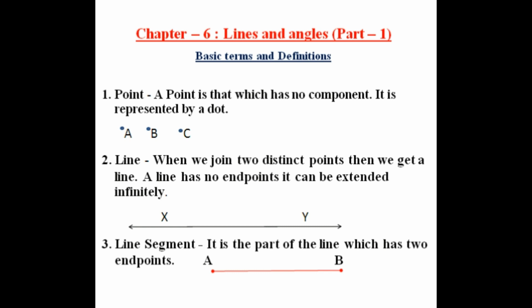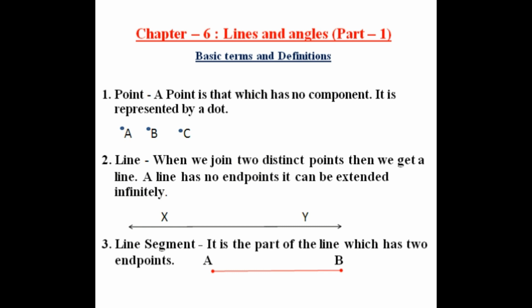Suppose we can denote a line with one letter also. That is L, and you have to give a small letter. If you use one letter, then you have to give a small letter: L, M, N, like this we will denote. Here you see both ends have arrow marks, which means it can be extended infinitely. So remember children, a line has no endpoints. It can be extended infinitely.